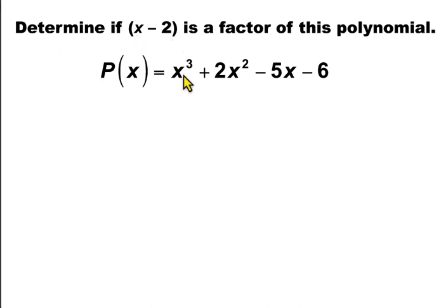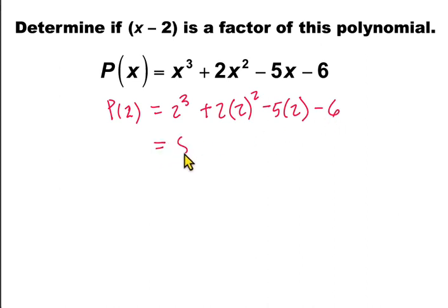To see if x minus 2 is a factor of this polynomial, we plug in the numerical value into the polynomial. But make sure the factor is written in the form x minus a. This expression is already in this form, so we plug in just the 2. So we get p of 2 equals 2 cubed plus 2 times 2 squared minus 5 times 2 minus 6.